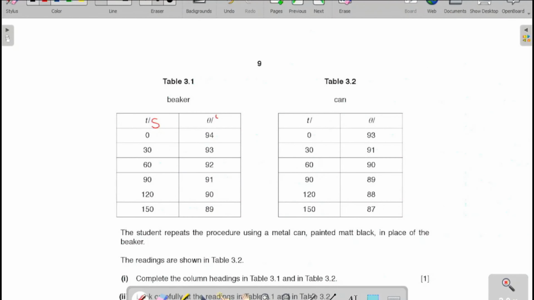And this should be in degrees Celsius. We have the same here, s, and we have in degrees Celsius. Done. Okay, the readings are shown complete. Look carefully at the readings in table 3.1 and in table 3.2. Tick the box to show your conclusion from the readings.